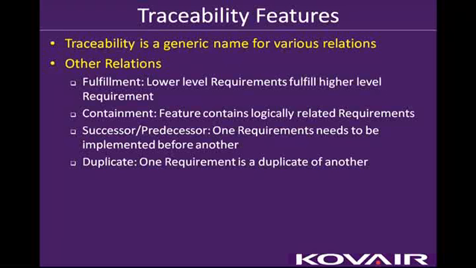Containment can be another kind of relation. Containment basically means that a requirement is a kind of container for multiple other requirements. This is a typical way to define a feature, for example. A feature is really a container of a number of different kinds of requirements, and typically that is also a high-level requirement. Then successor-predecessor: I need to implement requirement number 5 before requirement number 3, and that is a successor-predecessor relationship. You should be able to define that between the requirements.